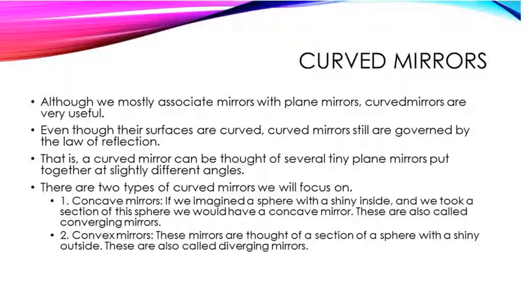There are two types of curved mirrors we will focus on. Concave mirrors. If we imagine a sphere with a shiny inside, and we took a section of this sphere, we would have a concave mirror. These are also called converging mirrors. And a convex mirror, these mirrors are thought to be a section of a sphere with a shiny outside. They are also called diverging mirrors.